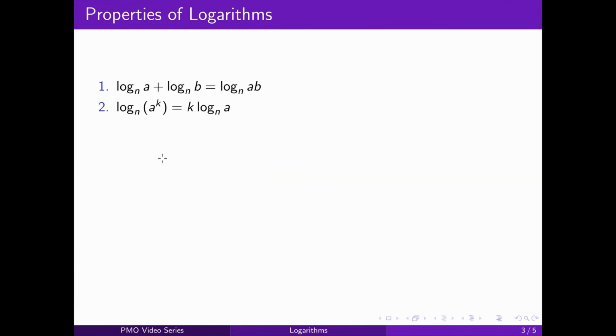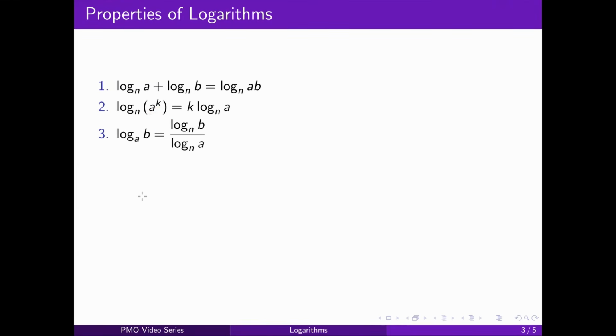And the second one says that the logarithm of a raised to k base n is equal to k times log a base n. So if they have an exponent inside the argument, you can bring it out and put it here. And also note that this is not the same thing as taking an exponent of the entire logarithm. Here we're only applying the exponent to the argument inside, not the entire logarithm.